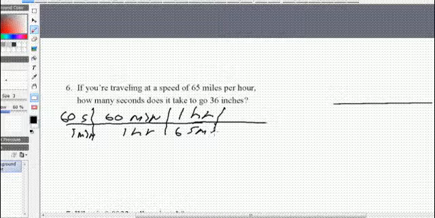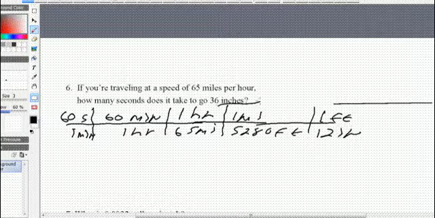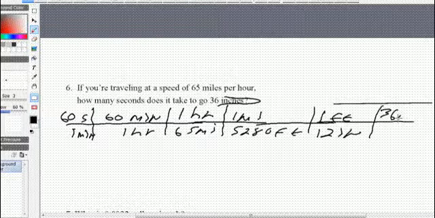I know that 1 mile is 5,280 feet from the chart. I know 1 foot is 12 inches. I go back and see what they gave me. They gave me inches, so I'm going to multiply by 36 inches. Once again, top times top times top, divided by bottom times bottom times bottom.